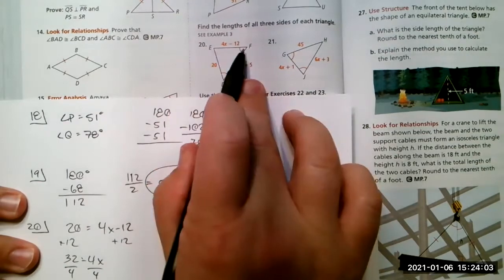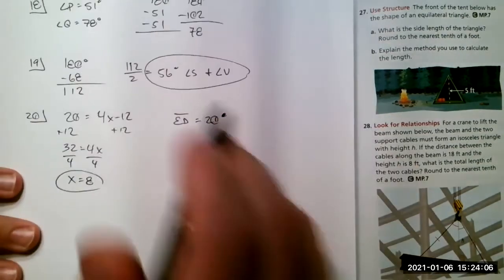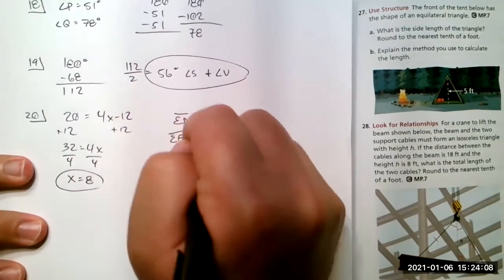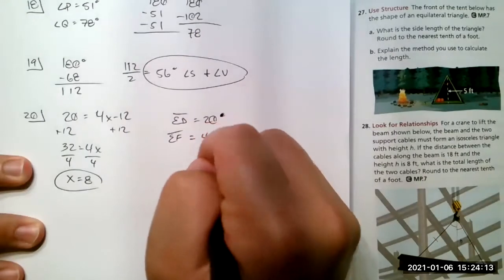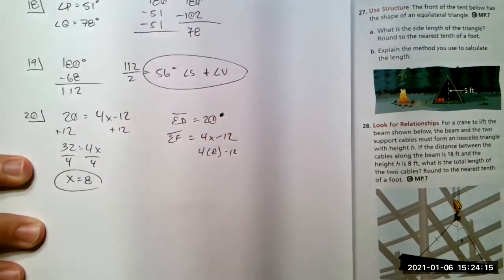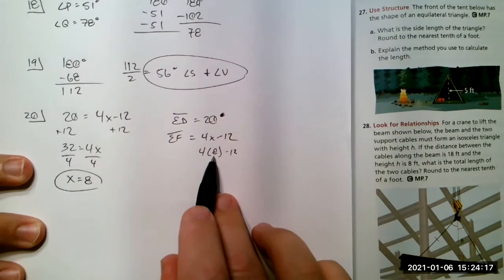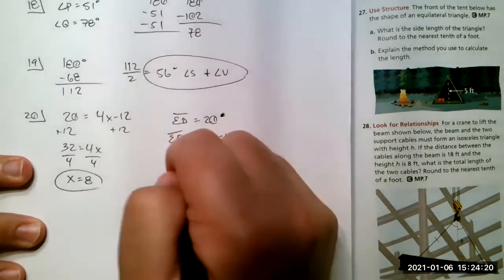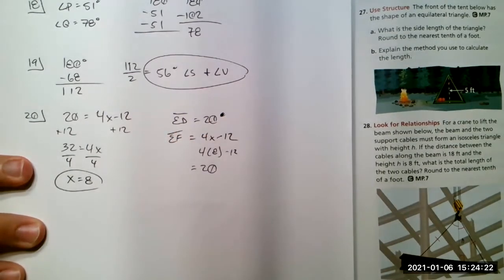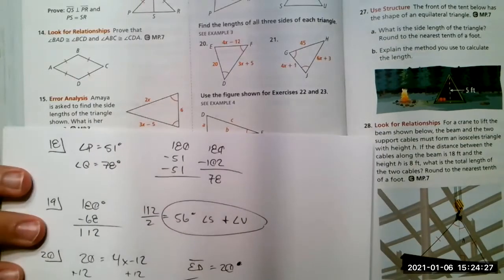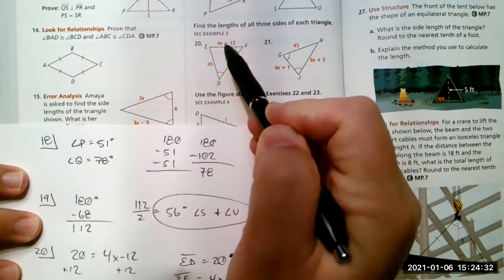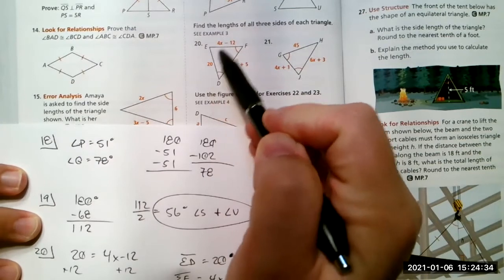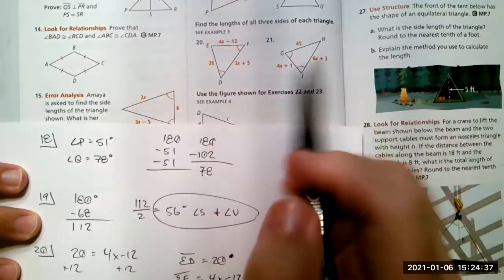What about EF? EF was 4x minus 12. So if x is 8, I just plug in 8. 4 times 8 is 32. 32 minus 12 is 20. So I know that it's going to be 20. Did I have to do that math? Absolutely not, right? Because this is an isosceles triangle, those two sides have to be equal to each other. So I could have just automatically said that EF has to be 20 as well.